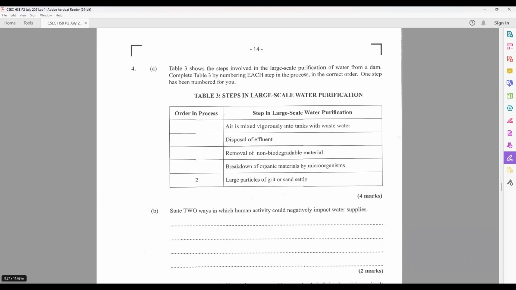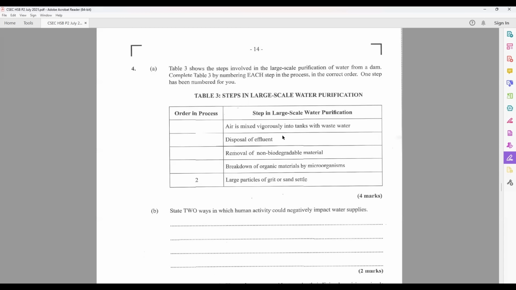Question 4 from section E, the impact of health practices on the environment. Table 3 shows the steps involved in large-scale purification of water from a dam. Complete table 3 by numbering each step. So you have all these steps to number, similar to a question that we did earlier, but now instead of it being 4 steps like in the birth question, it is now 5 steps and they have done one for you. It says 1 step has been numbered for you, so number 2 has been done for you.